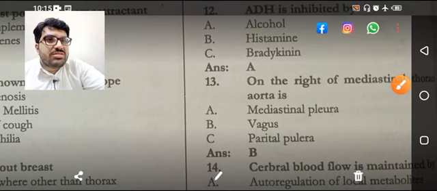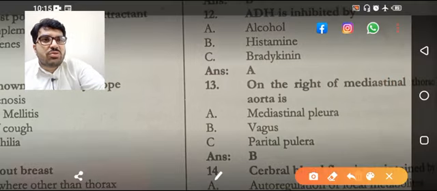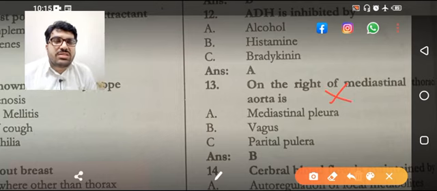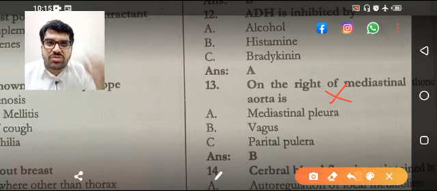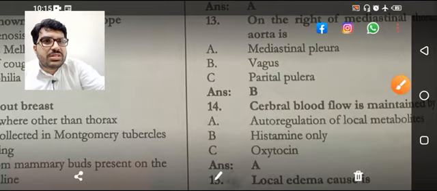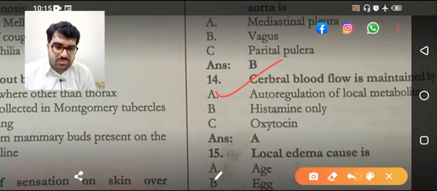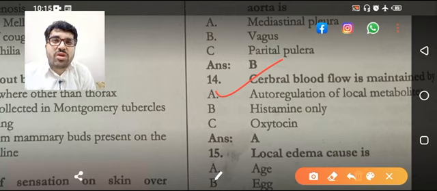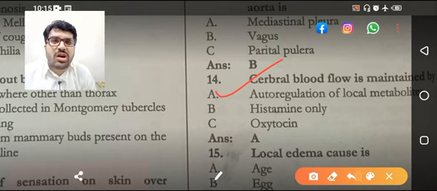On the right of mediastinal thoracic aorta is, now I don't know whether it is a poor recall or what this question means. So if someone knows the actual statement of this question, he or she can post in the comment section below. Cerebral blood flow is maintained by option A, autoregulation. Now which organ has the strongest autoregulation? Heart, brain or kidney? The answer is heart. Second is brain. Third is kidney.